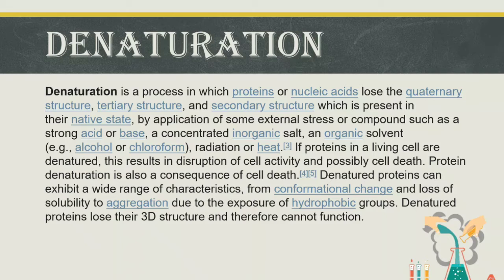Denaturation is a process in which proteins or nucleic acids lose the quaternary structure, tertiary structure, and secondary structure which is present in their native state by application of some external stress or compound, such as a strong acid or base, a concentrated inorganic salt, an organic solvent, radiation, or heat. If proteins in a living cell are denatured, this results in disruption of cell activity and possibly cell death.